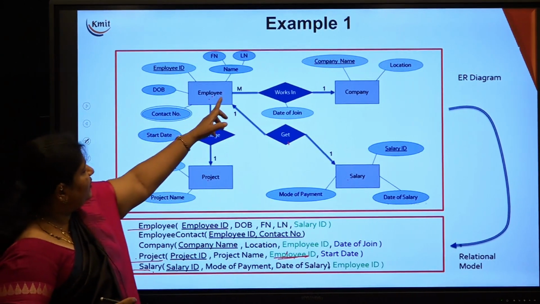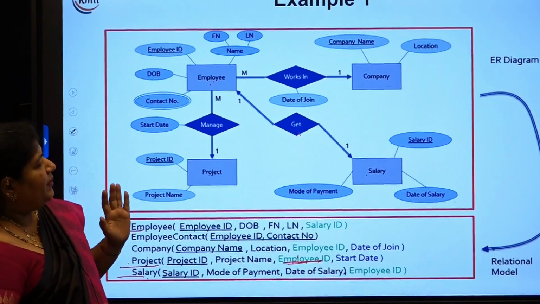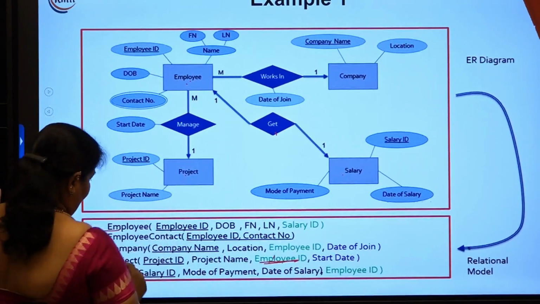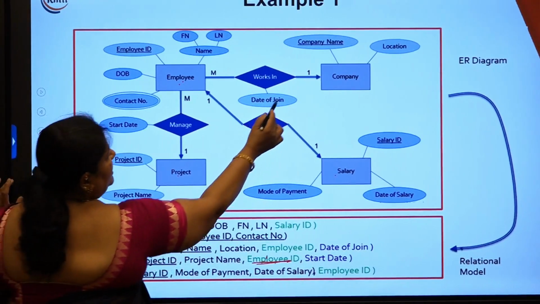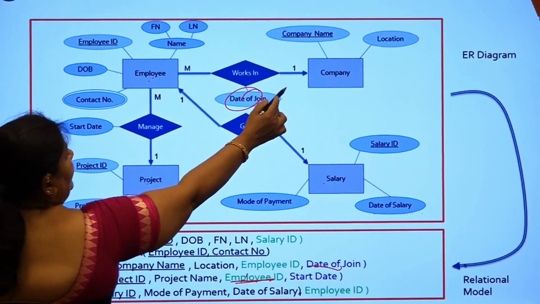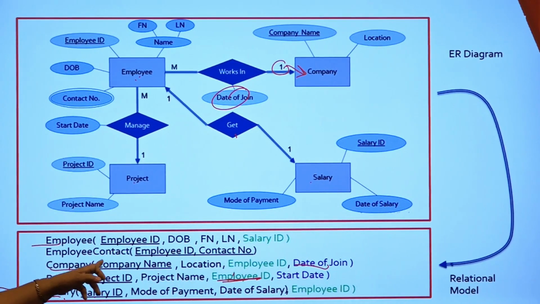Okay. If you see here, many to one again, we do not have any many to many relationship. So, employee and company, again employee ID will get into company, and this particular relation attribute date of joining will get into the one side, that is the company entity.